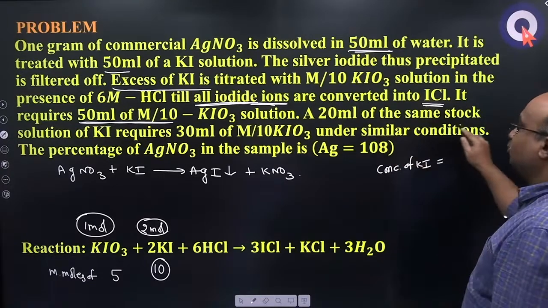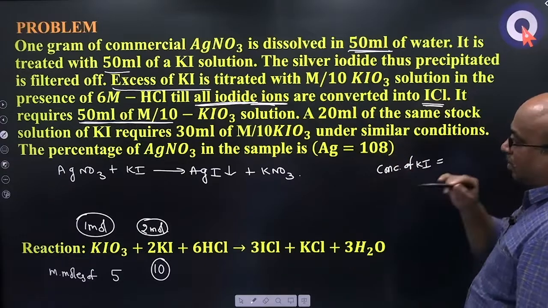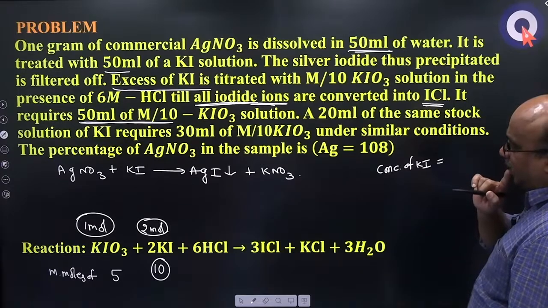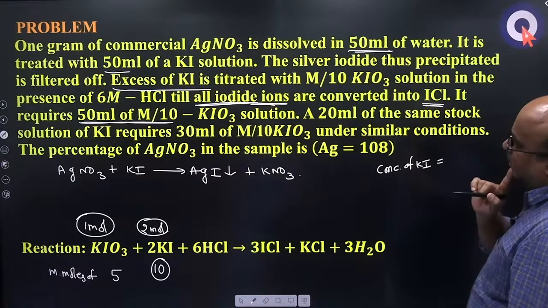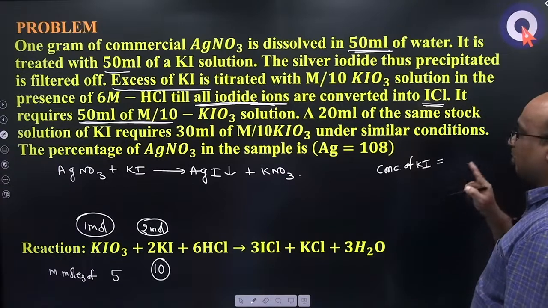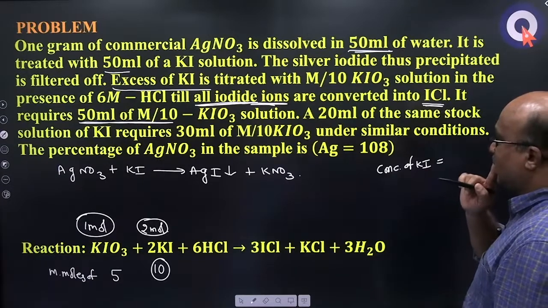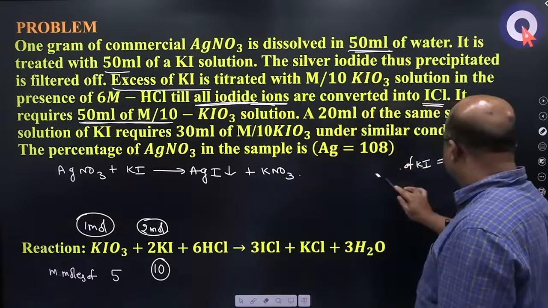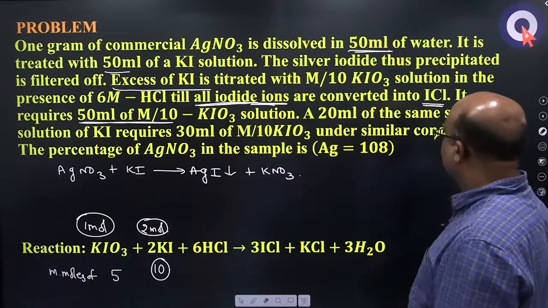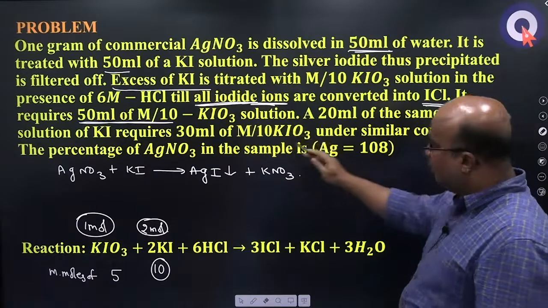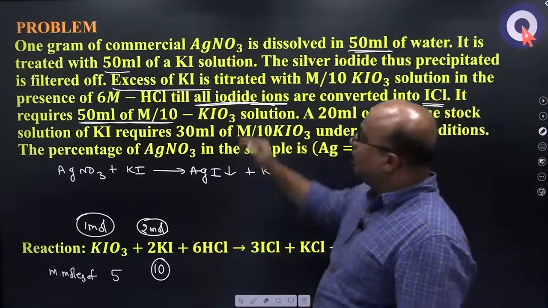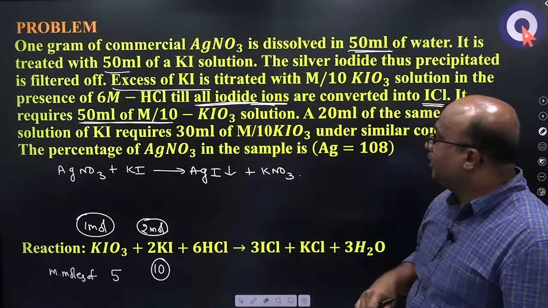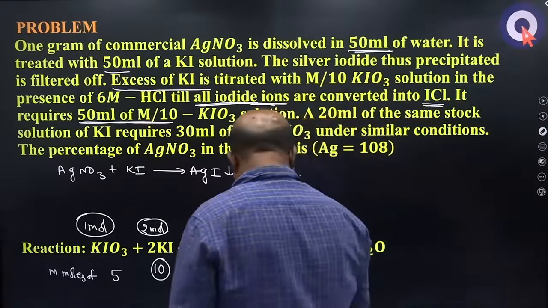And 20 ml of the same stock solution of KI requires 30 ml of M by 10 KIO3 under similar conditions. Okay, so you have to use this, because you can calculate the concentration of KI from here itself. Here we don't know the excess of KI solution, so that we can't take. So let us use this now.